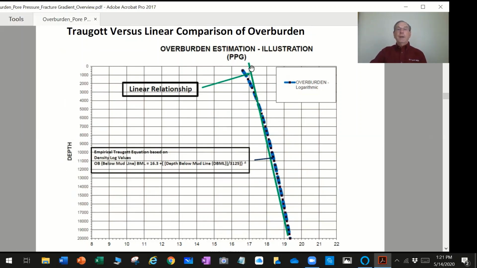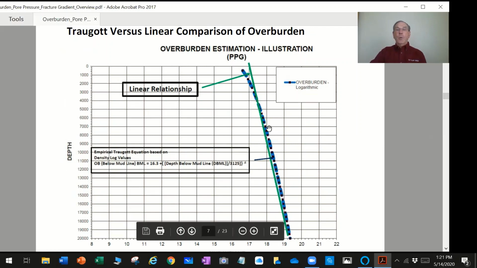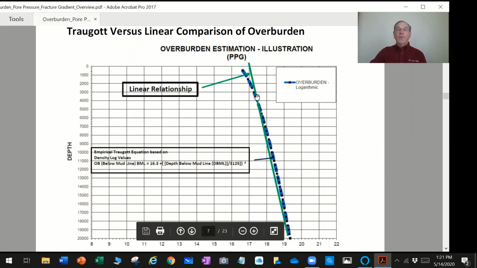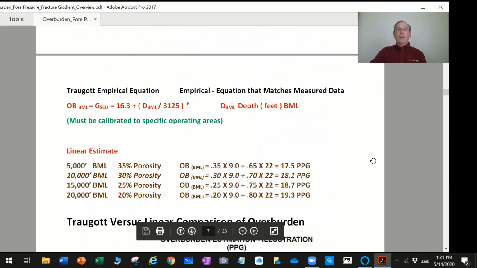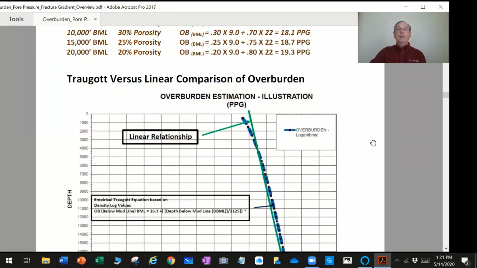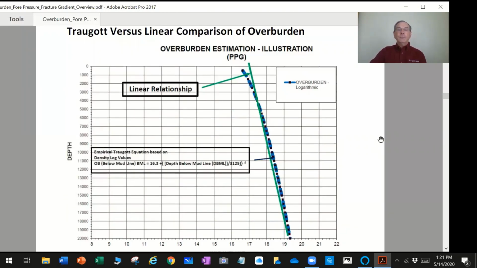If we take a look at a comparison of the Traugott equation to the linear, the Traugott equation is the dash line, and the linear equation is the green line. They're not very far off, just assuming it's a linear relationship. Now, a linear relationship is not nearly good enough for geophysicists who are dealing with travel time of sound, but for drillers, you're not going to be very far off if you just use these linear estimates, and it's easy to remember.